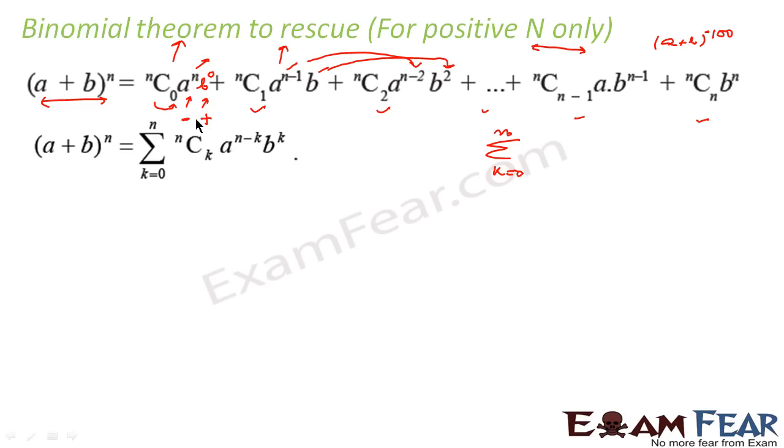If you want to find the nth term, this becomes nCn, k is equal to n. And this becomes a to the power n minus n, which is 0. So this term a to the power 0 is equal to 1 is gone. And b to the power k becomes b to the power n. And that's what the last term is. Last term is nCn b to the power n. So we can also write (a + b) to the power n in this form, where we say summation of nCk a to the power n minus k b to the power k, where k goes from 0 to n.